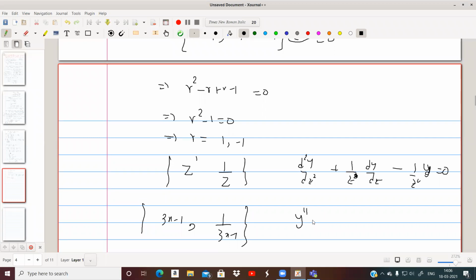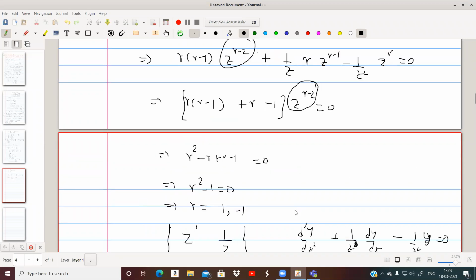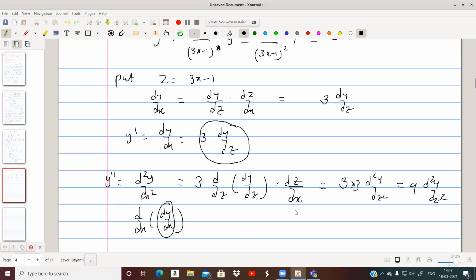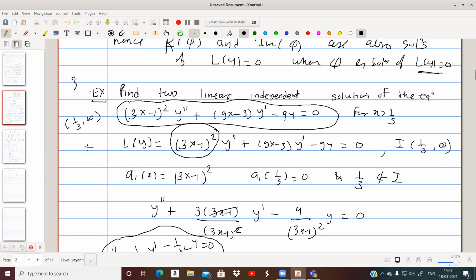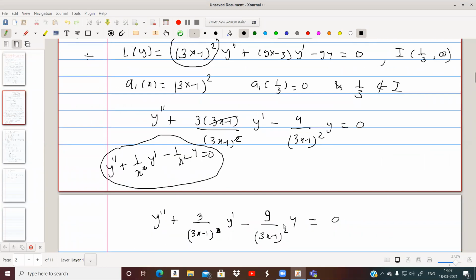This equation, but the equation we put after the substitution, this equation, the solution is 3x minus 1 and 1 upon 3x minus 1. It is just similar to this problem.